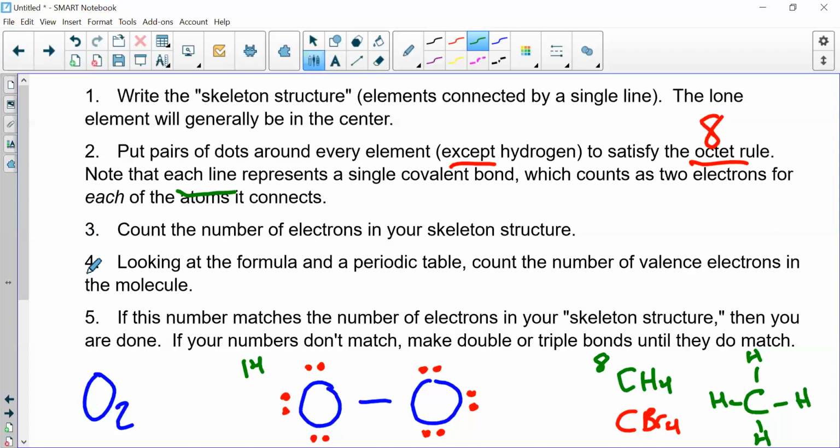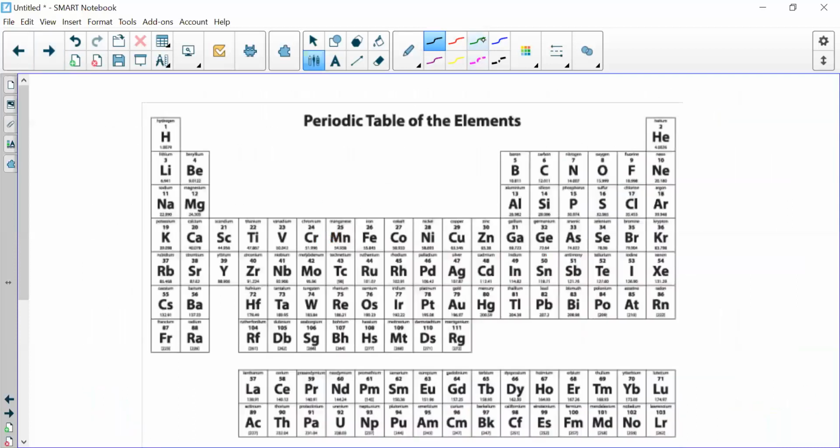Number 4, looking at the formula and a periodic table, count the number of valence electrons in the molecule. So I'm going to look at my O2, or I'm going to look at my CH4, and I'm going to look at a periodic table and count the number of valence electrons. So you might need a refresher on this, but in the periodic table, the group name, when you use the A naming, that tells you the number of valence electrons.